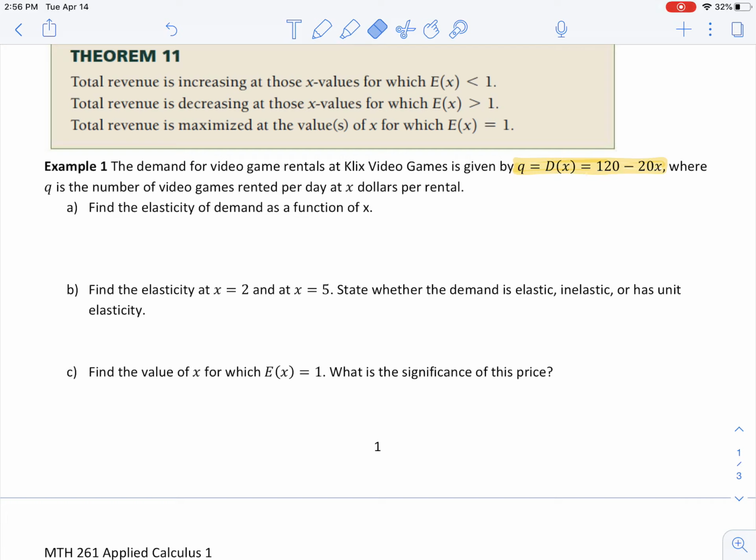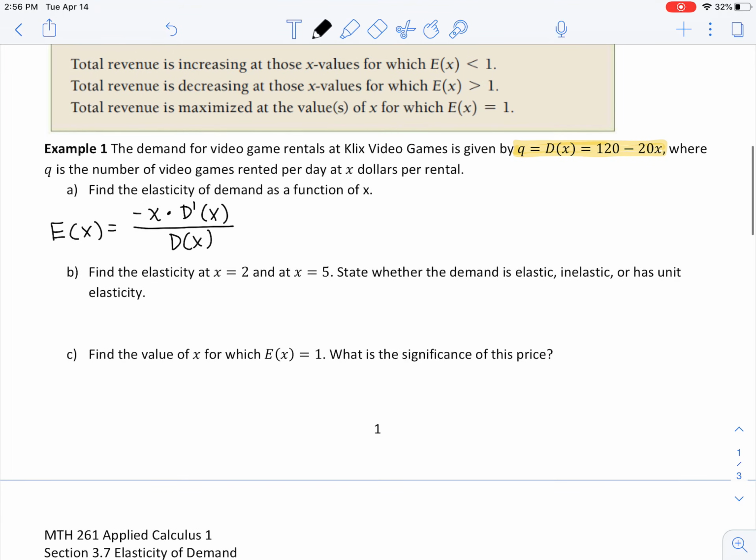So we got the demand function. What are we going to do with this? We're going to use this to find the elasticity of demand as a function of x, and you do know the formula is E of x equals negative x times d prime of x divided by d of x. So let's find the derivative first, because we will have to put that as part of our numerator.